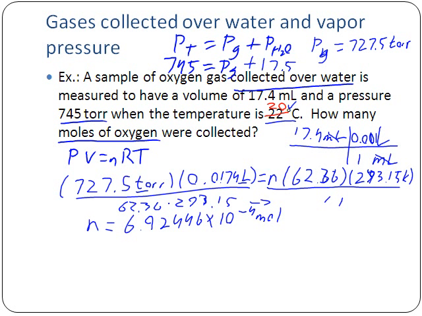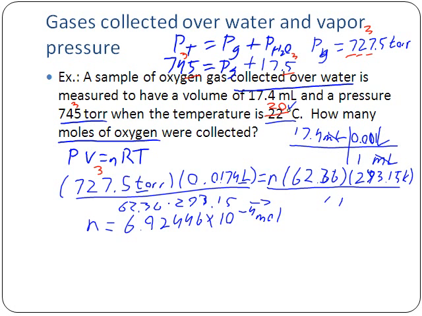Significant figure-wise, let's take a look at our pressure, 727.5. We'll have to look back at our original values here. 745 has 3 right over here, so this guy has 3. The water vapor pressure has 3. We're adding these, so we've got to look at the places. 745 is rounded to the ones place. 17.5 is rounded to the tenths place, so our final answer here should be rounded to the ones place. So this will have 3 significant figures.